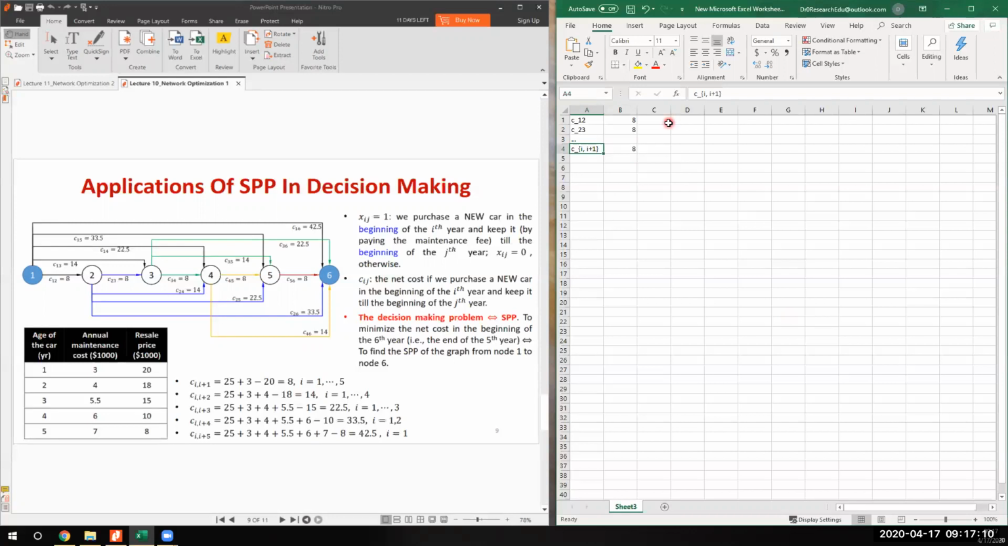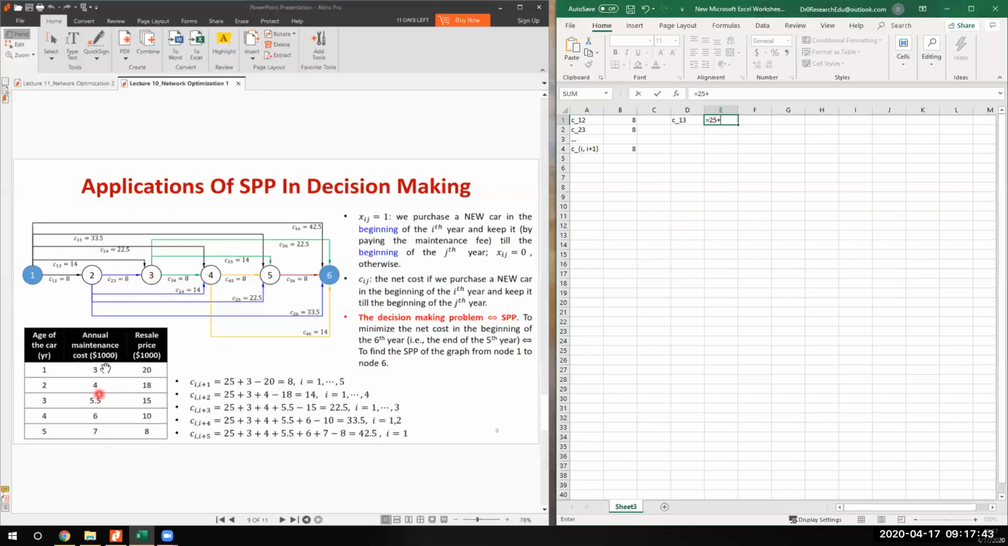Okay. Now let's have a look at the second case. How about I buy a car in the beginning of the first year and I sell it in the beginning of the third year, which means from here to here? How to think about it? Let's do it the same way. First, what is my total cost? 25,000 at the beginning to purchase a new car, and then because I buy it at the beginning of the first year and sell it at the beginning of the third year, in other words, I have kept it for 2 years, right?